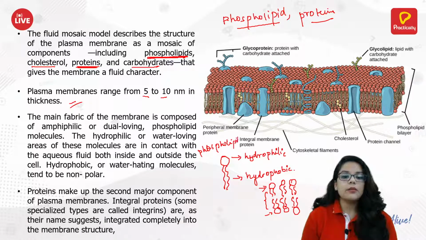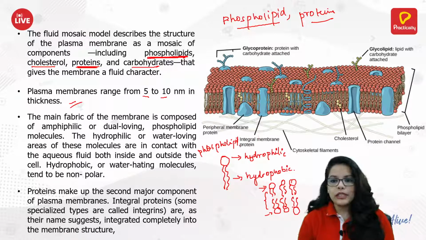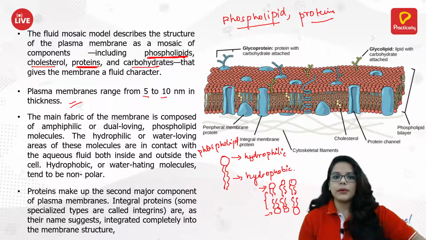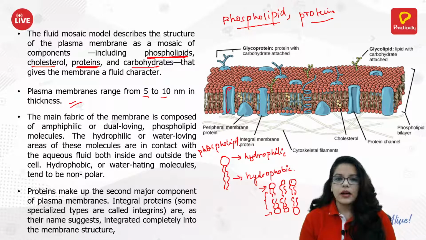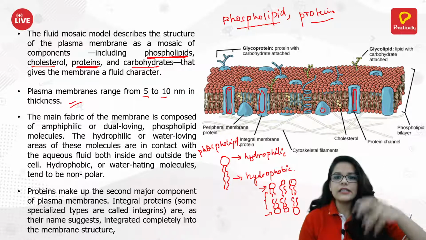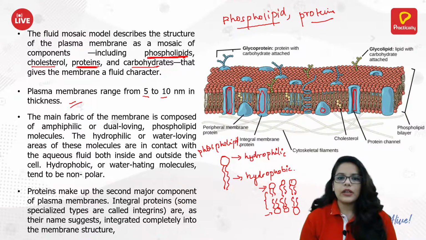The other thing is the protein. You can see here that proteins are embedded. Since there are phospholipids all over, the main structure is phospholipid, all over the cell membrane. These proteins are embedded inside the membrane, and since they are integrated inside the membrane, they are known as integral proteins.